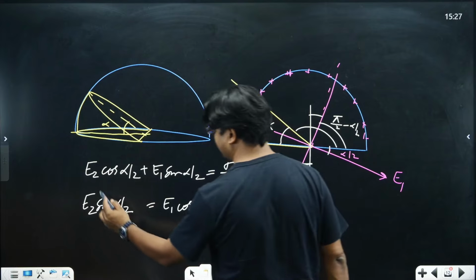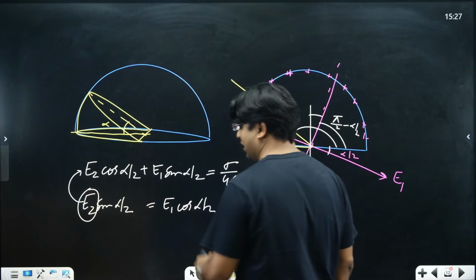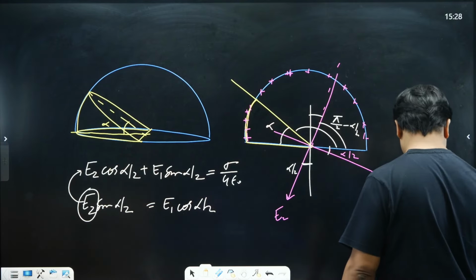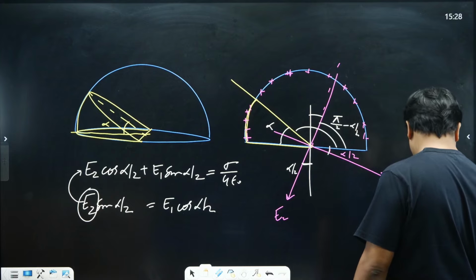Now our ambition is to get the value of E1. So I will get the value of E2 from this equation and put it there. So let's do that. So E2 will become E1 cos alpha by 2.